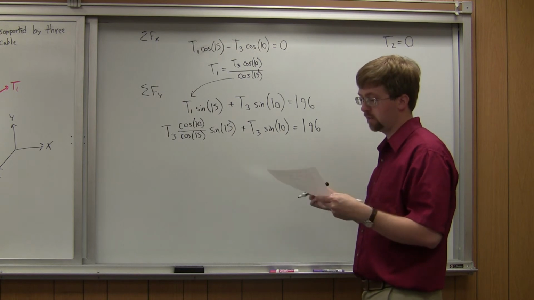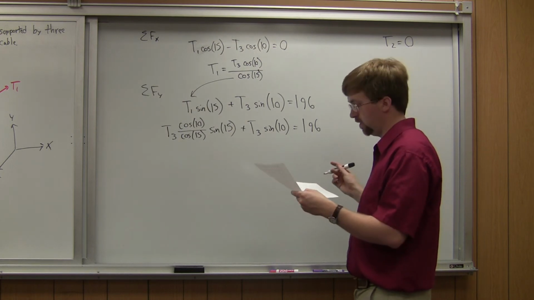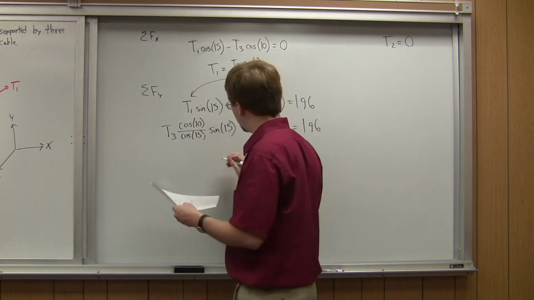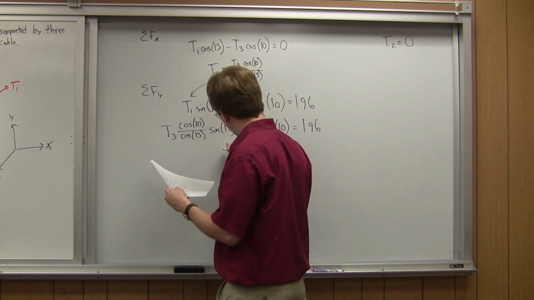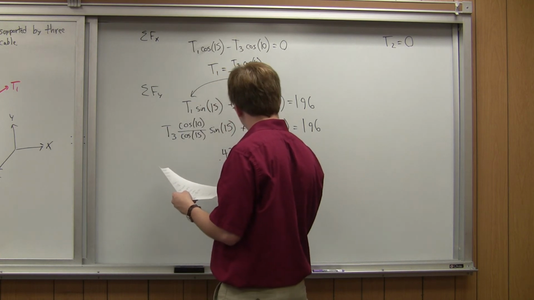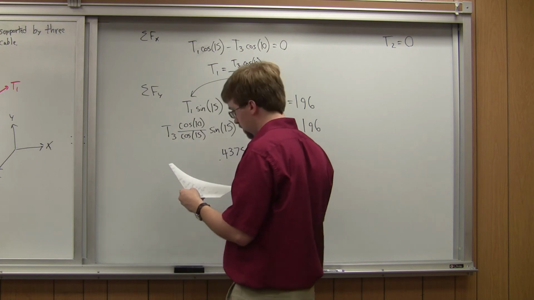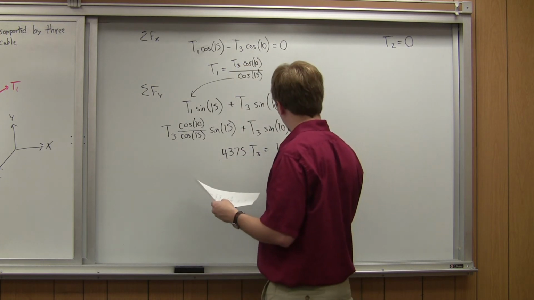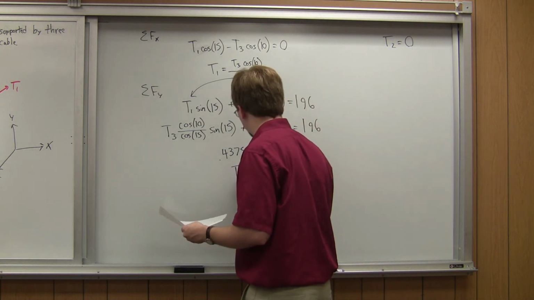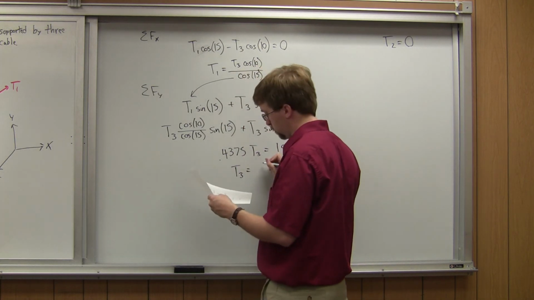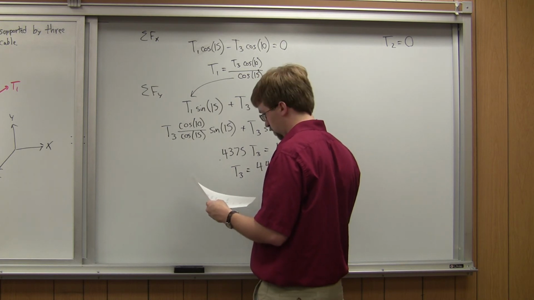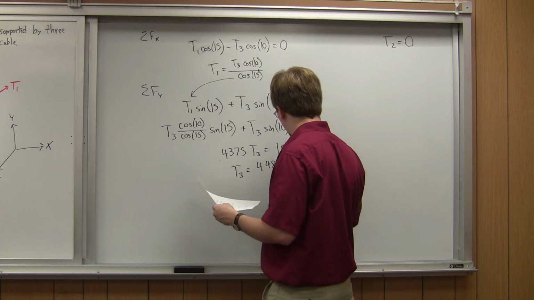I'll skip a lot of the intermediate steps here and just give you that if I solve out all these sines and cosines, I get 0.4375 T3 will be equal to 196. So that lets me know that T3 is going to be equal to 448.0 newtons.